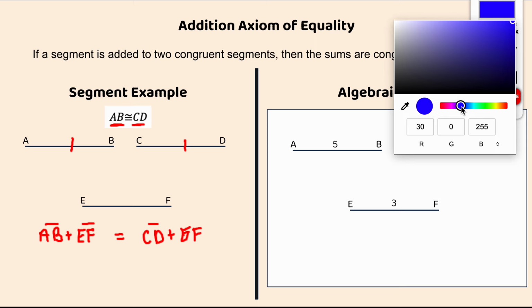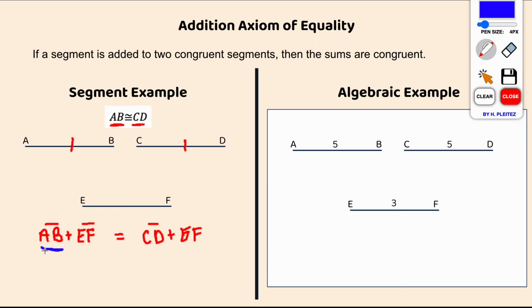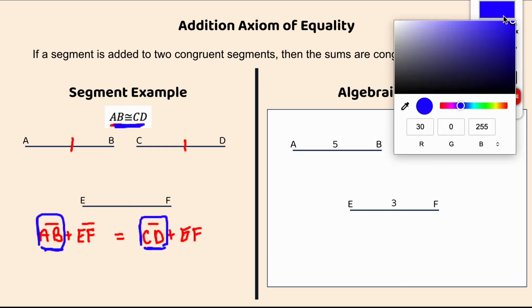However, here we can see we have a difference. We have AB here and we have CD here. However, this given information tells me they're the same exact thing. They have the same value. So it doesn't matter whether I do AB plus EF or CD plus EF, they're going to equate to the same thing.